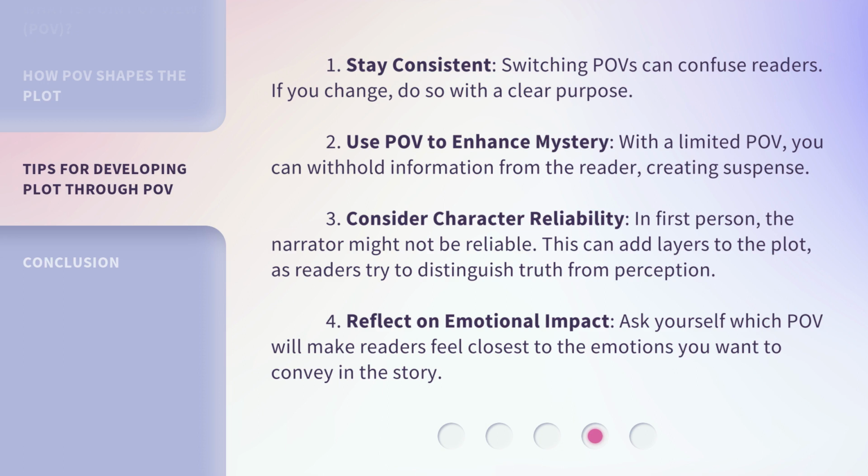3. Consider character reliability. In first person, the narrator might not be reliable. This can add layers to the plot, as readers try to distinguish truth from perception. 4. Reflect on emotional impact. Ask yourself which POV will make readers feel closest to the emotions you want to convey in the story.